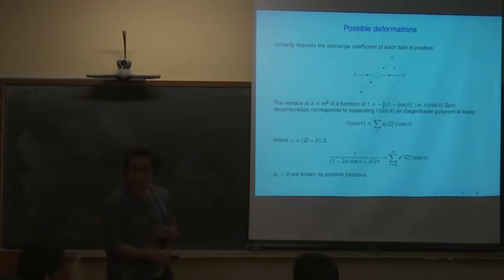Should alpha be (D minus 3) over 2? Oh, here D is the spatial dimension. Yeah, sorry.